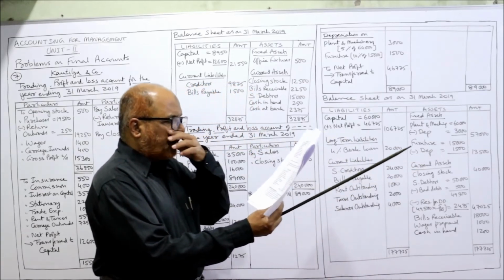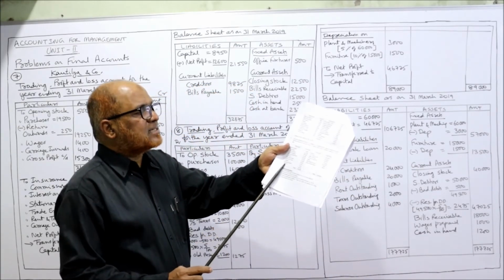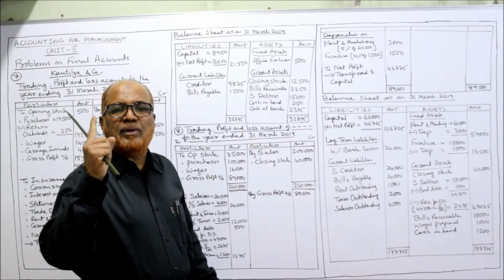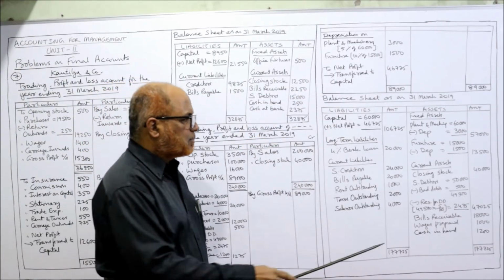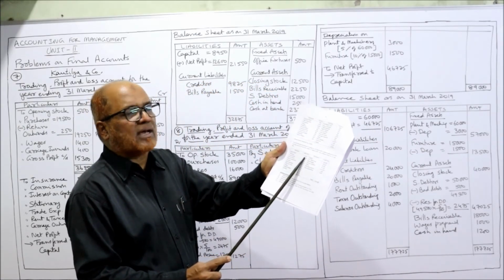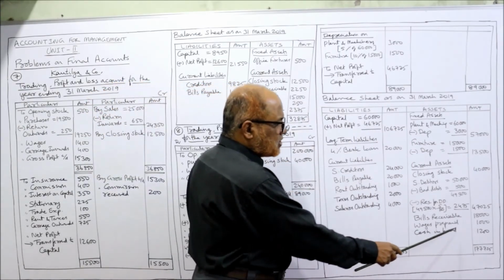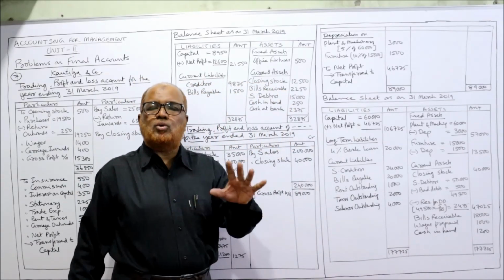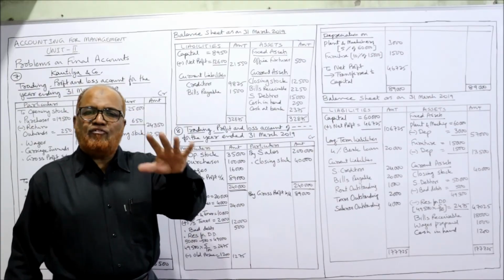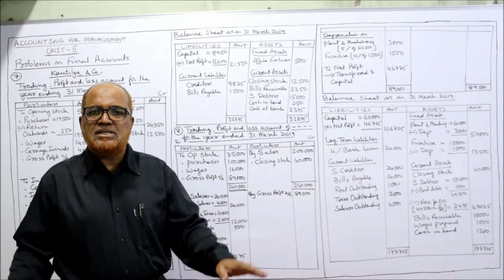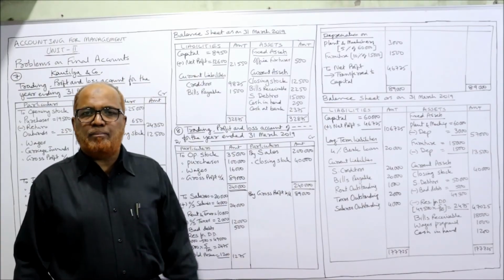Then wages prepaid. Here it is given wages prepaid 1,000 in the trial balance. Trial balance item will appear only once. So wages prepaid 1,000. Lastly, cash in hand. Cash in hand 1,200. All the items I have taken. Now we have to check the total of liabilities and assets. If both are equal, then we have done correctly, with no mistake in the trading and profit and loss account and balance sheet.